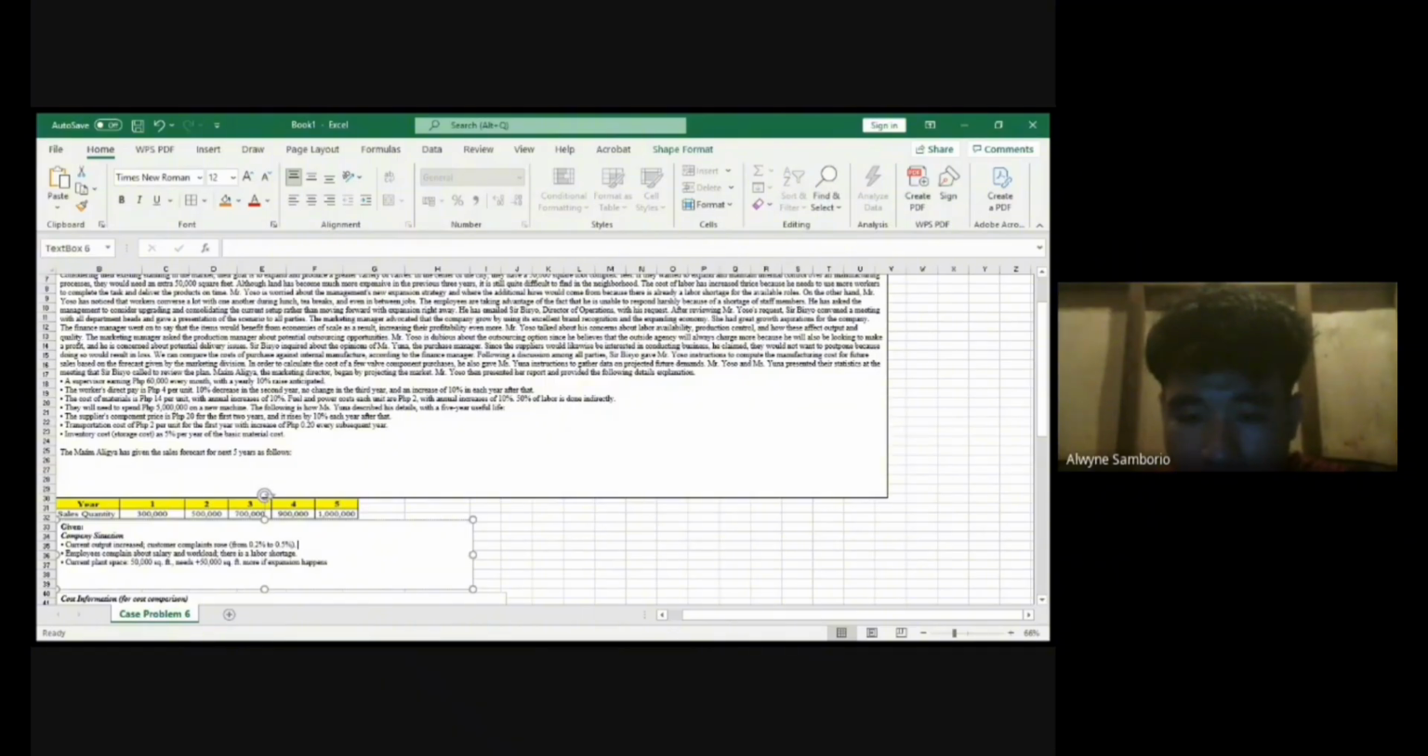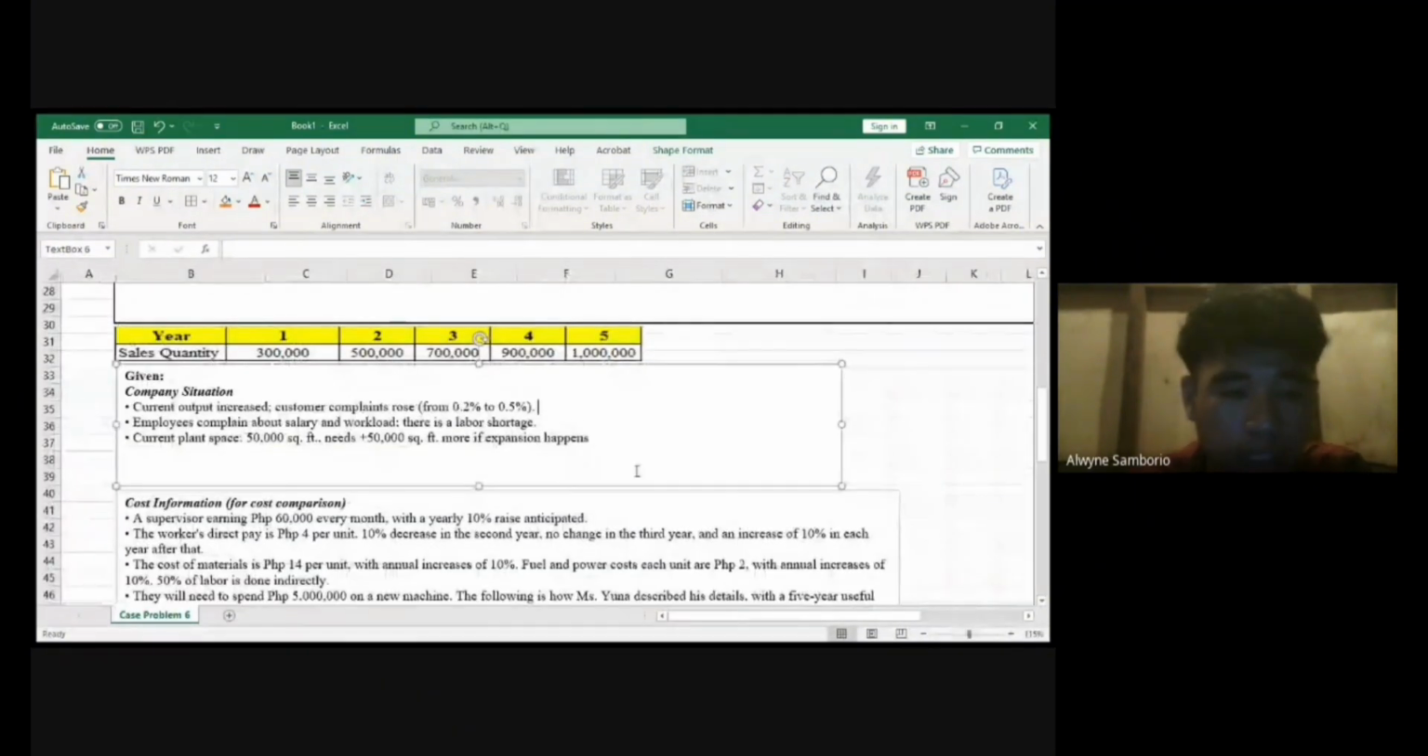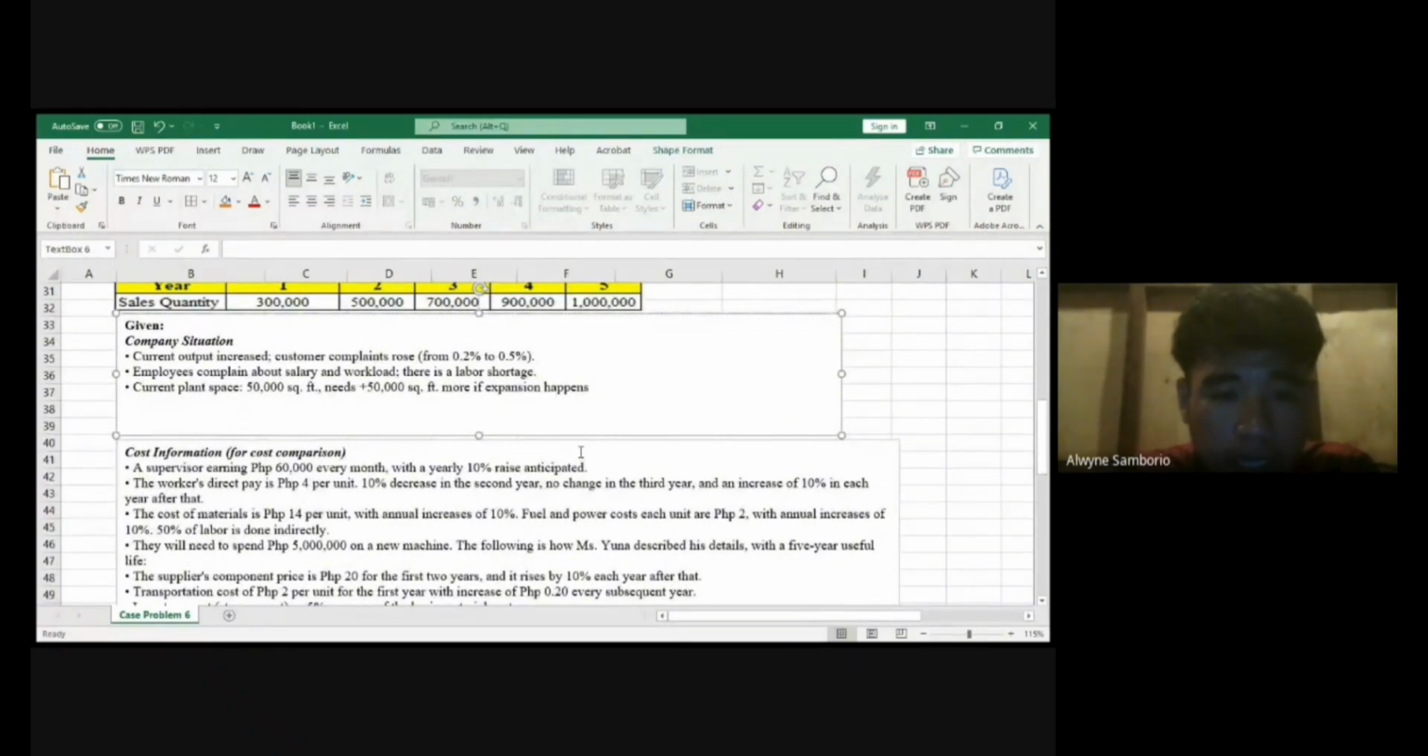So from the given, the company situation is that it has a current output increase. Customer complaints rose from 0.2% to 0.5%. Employees complain about salary and workload, so there's a labor shortage. Current plant space is 50,000 square feet and needs another 50,000 square feet more if expansion happens.